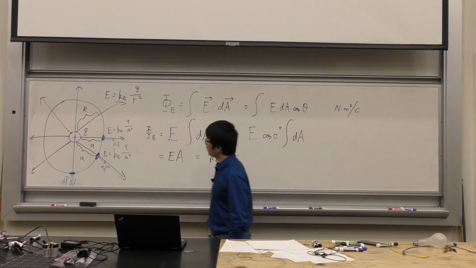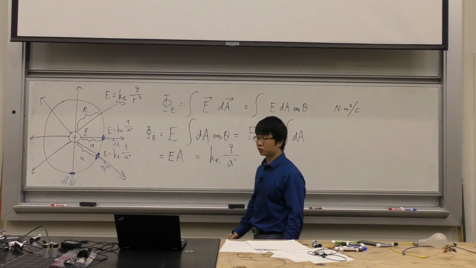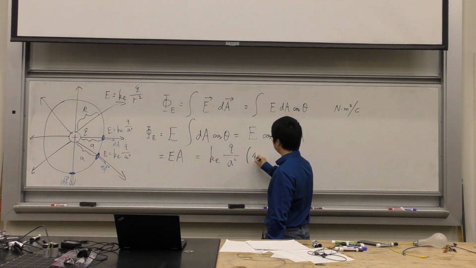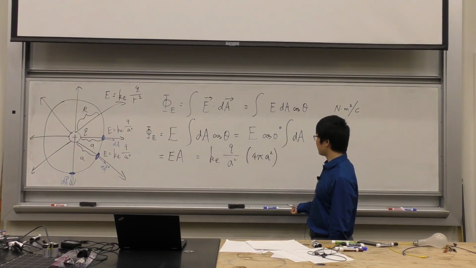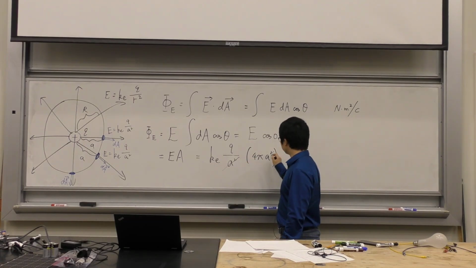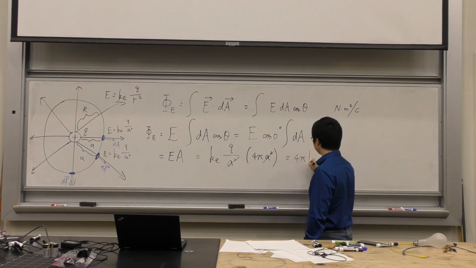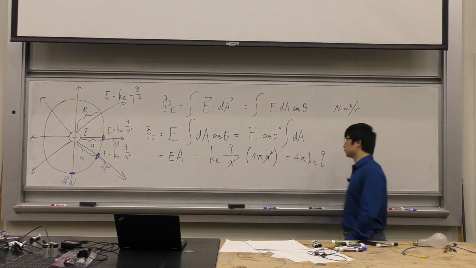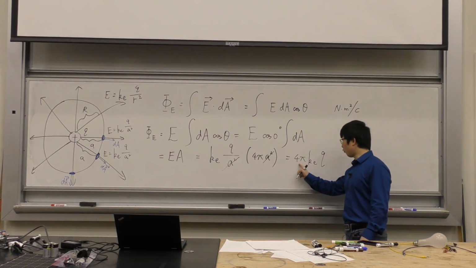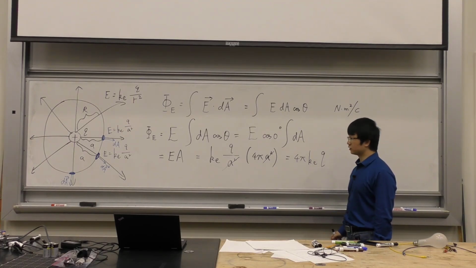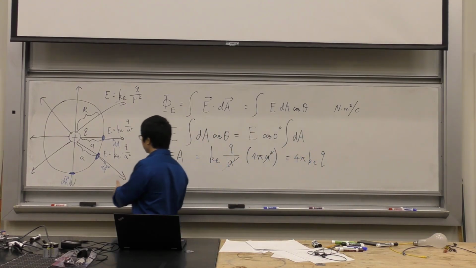Now, what is the area of this surface? The spherical surface is 4 pi r squared. What is the radius of this spherical surface? That's a. But it actually doesn't matter, because the radius squared terms are going to cancel. So you will get 4 pi Ke Q. That's going to be my answer, and it's a very nice answer, because 4 pi and the Ke constant are never going to change. The only thing that changes is Q.